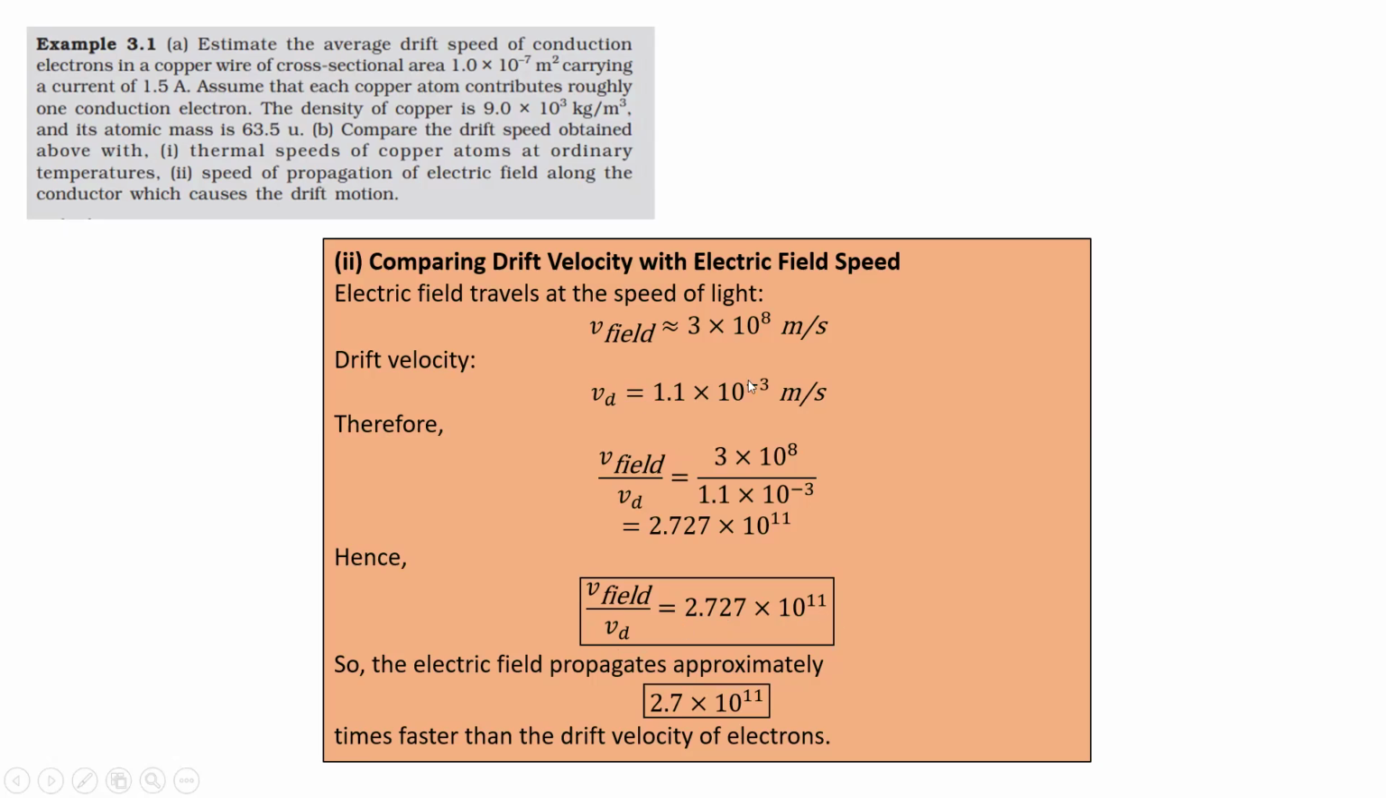Drift speed is how much? 10 to the power minus 3. The ratio you are getting is this much. So, the electric field propagation is approximately 2.7 into 10 to the power 11 times that of the drift speed. I hope it is clear.